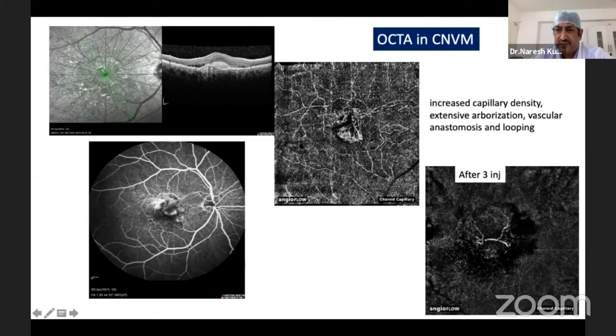This large feeder vessel is seen. Mature vessels are not going to go away, but it helps in the follow-up. And this then you have to correlate to the structural OCT. Based on that, you can decide whether the CNVM is active or not.